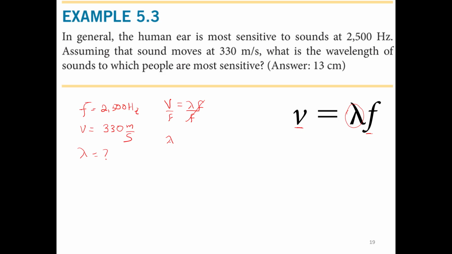Then finally we have the wavelength equal to speed over frequency. It's 330 meters per second. And I want to write in this way. Frequency is 2,500. And remember, hertz is 1 over second. Because wavelength is a distance, we expected units of meters.